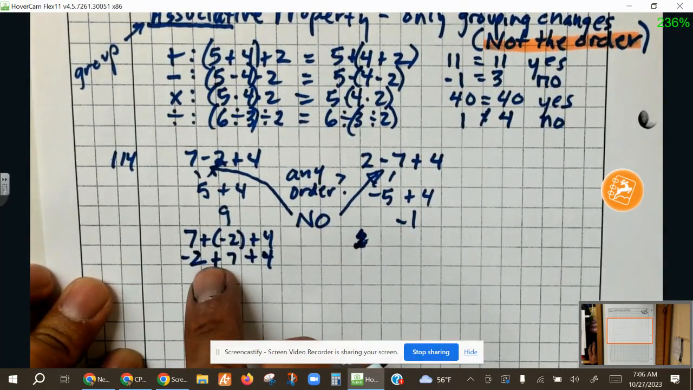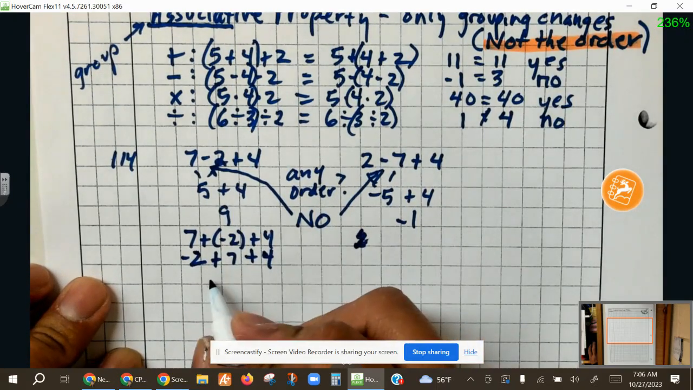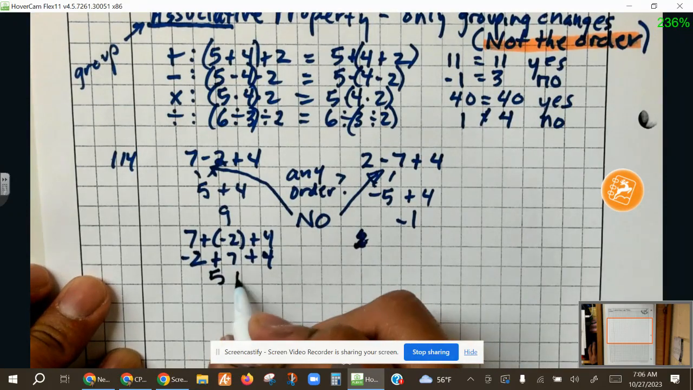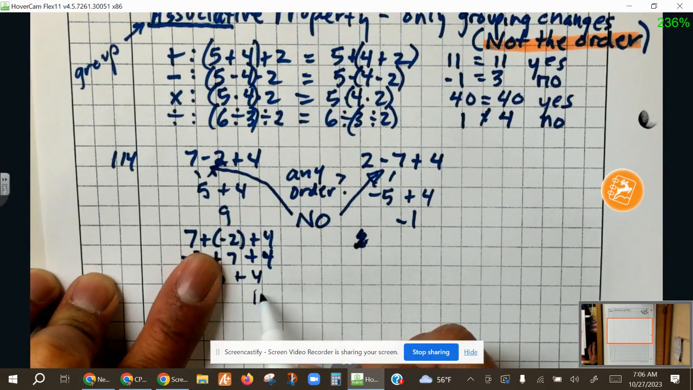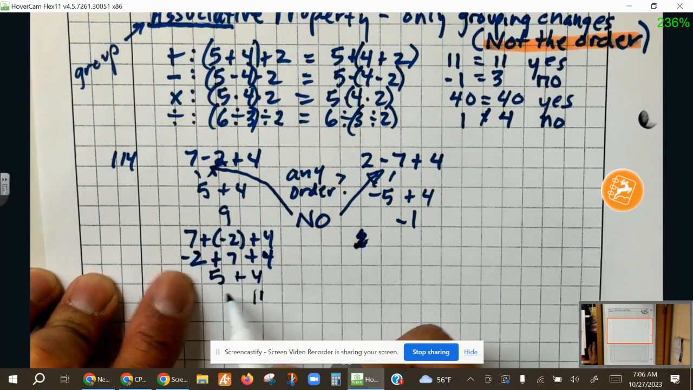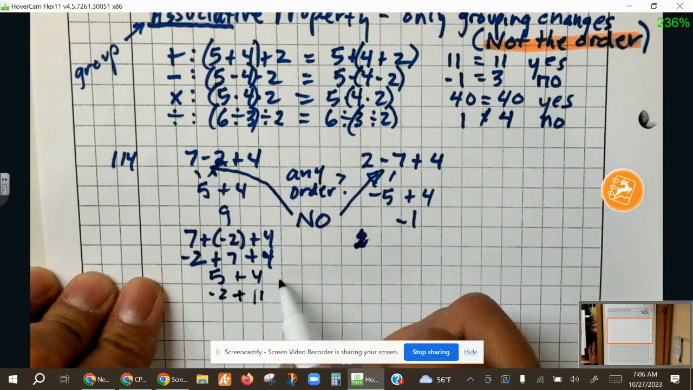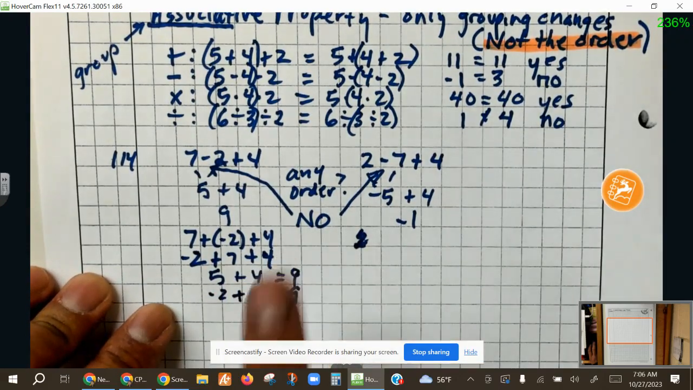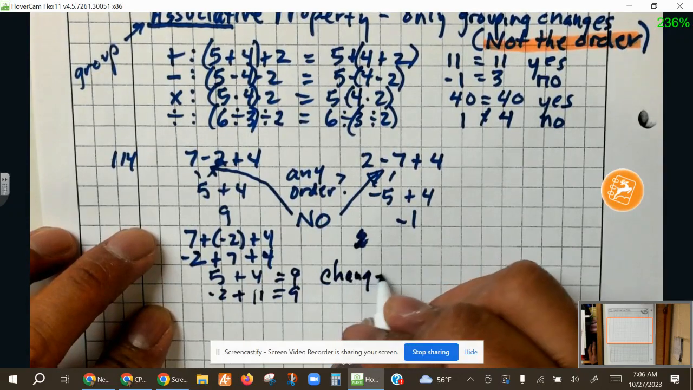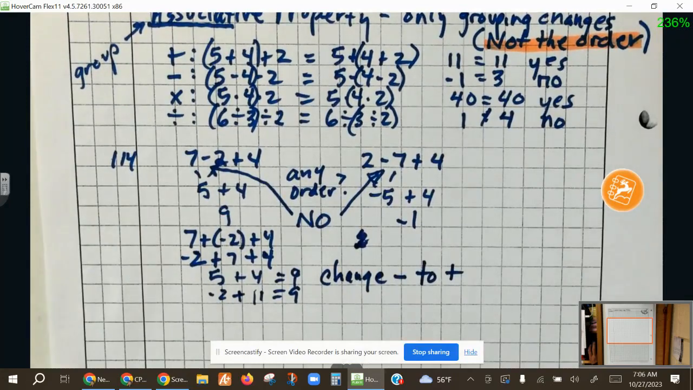Negative 2 and 7 is 5, and 5 plus 4 is 9, right? So this is 5 plus 4, which is 9. Or I can do 7 plus 4, which is 11, and 11 plus negative 2 is also 9. So both of these are equal to 9. Doesn't matter which order I do it, but as long as I change it to addition. So when everything is addition, we know that we can move things all around.